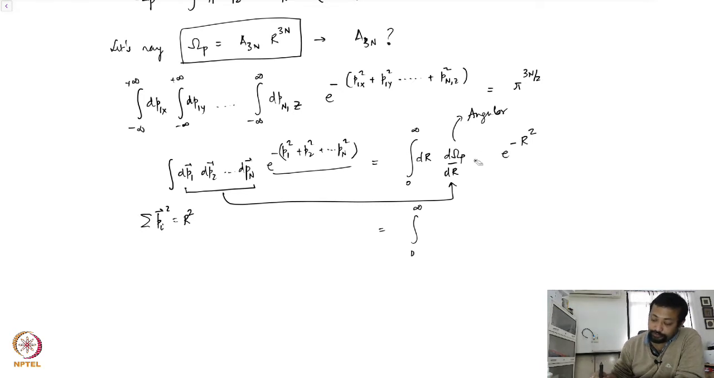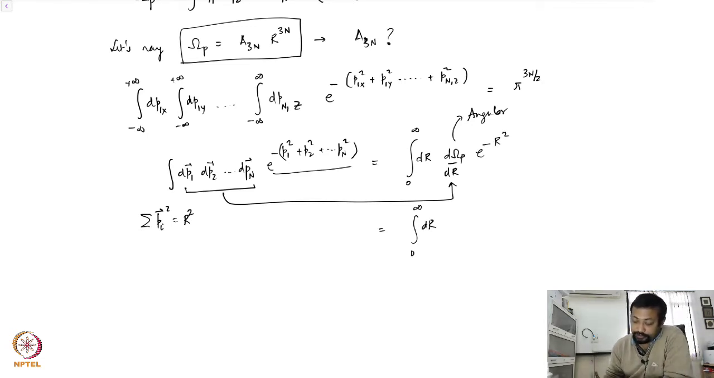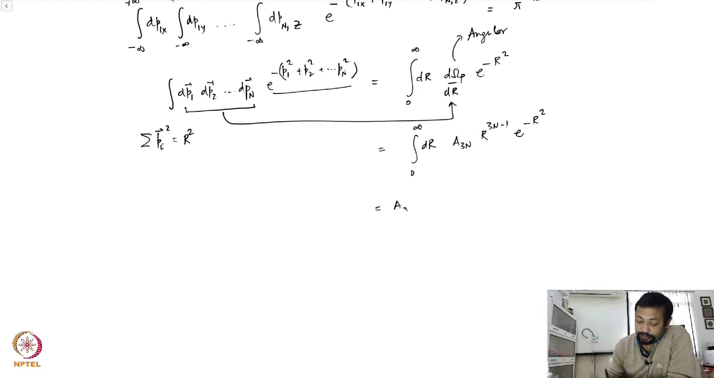I'm sorry, this is wrong. It has to be e to the power minus r squared, that's all. Now if I use this d Omega p, then this becomes A3n r to the power 3n minus 1, e to the power minus r squared, correct? So this integral is A3n integral from 0 to infinity dr r to the power 3n minus 1 e to the power minus r squared, and this is going to be a gamma function. It's going to be (3n/2) A3n times gamma of 3n by 2.